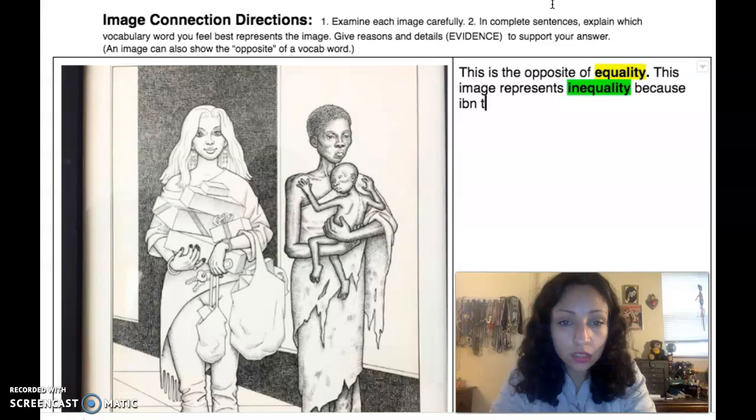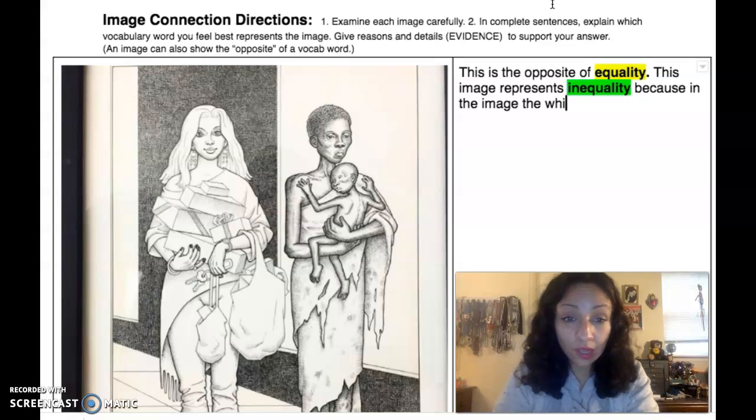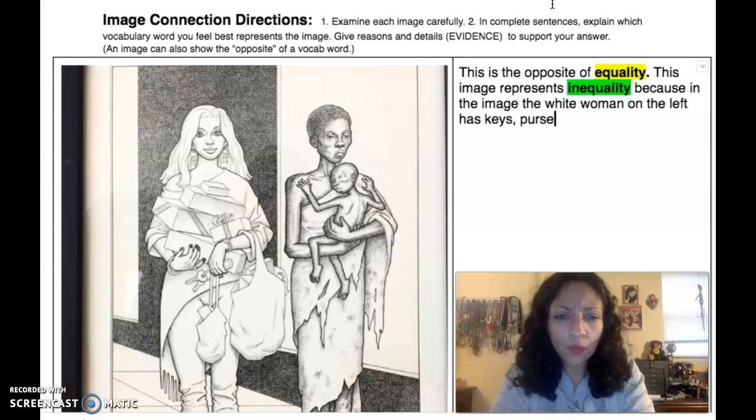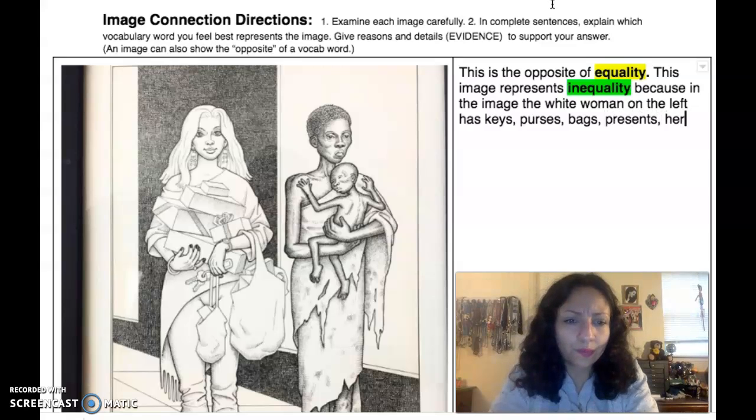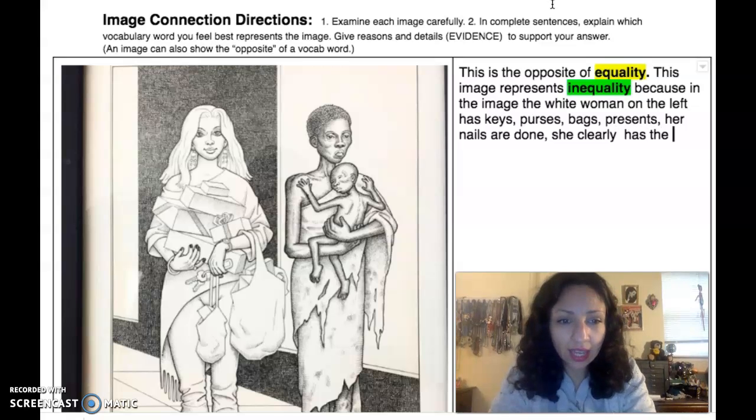Because in the image, the same way that you get evidence from a text, you get evidence from what you're looking at, right? So in the image, the white woman on the left has keys, purses, bags, presents. Her nails are done. She clearly has the means, and by that I mean money.